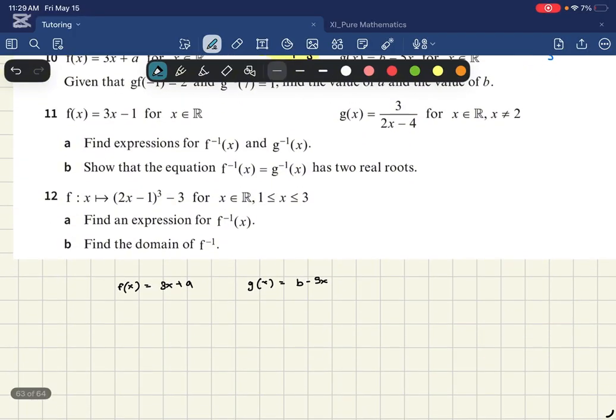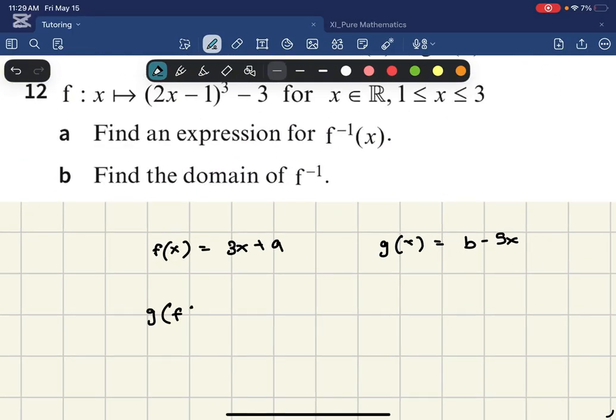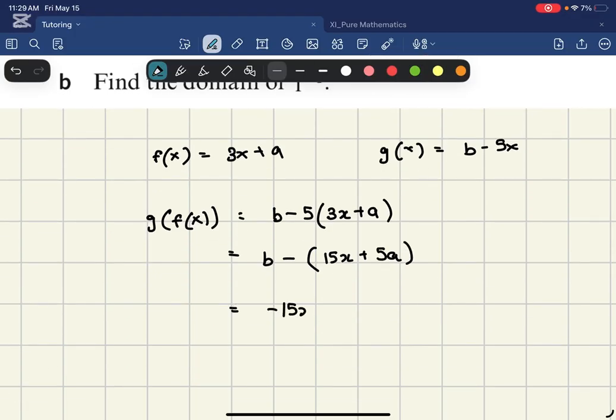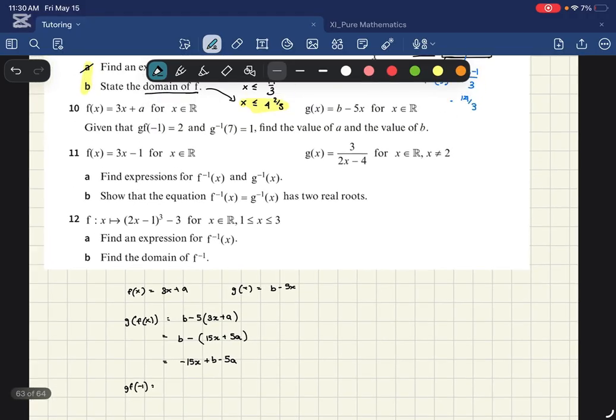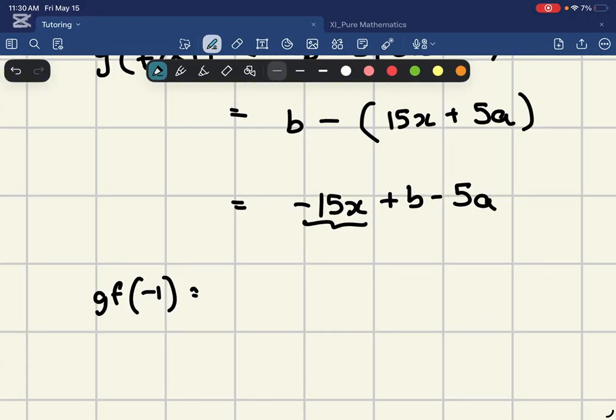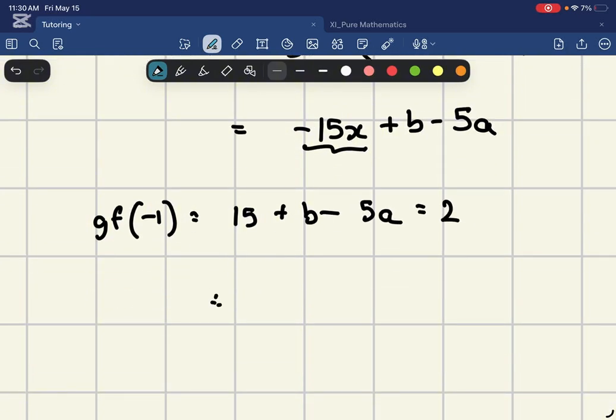All right. So gf of minus 1. So let's just find gf of x. So we take the function g, and where we have x, we substitute in f of x. And let's simplify. So b minus 5 times 3x plus a, which is b minus 15x minus 5a. So that is going to be my expression. And we know that gf of minus 1 is 2. All right, so if I substitute minus 1 here, I get 15 plus b minus 5a. That is 2. And therefore, if we subtract 15 on both sides, b minus 5a is negative 13.